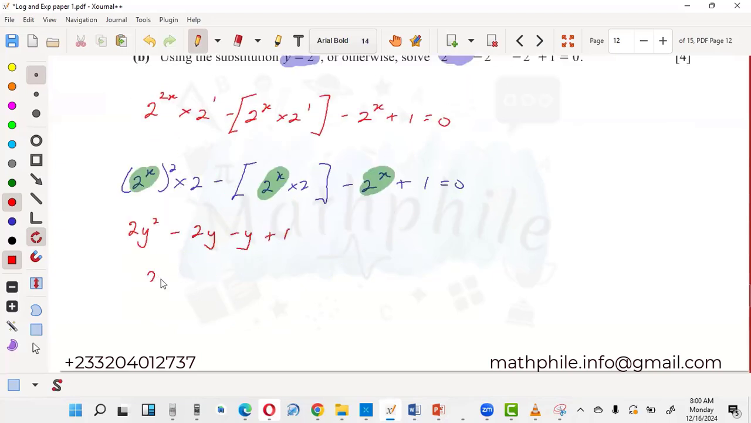So this will give you 2y squared minus 3y plus 1 equals 0. Then we solve the quadratic equation. So let's solve the quadratic equation. Use the calculator real quick.